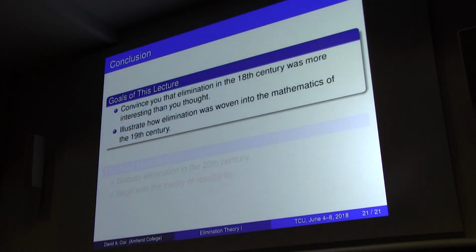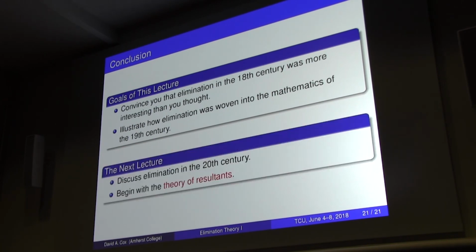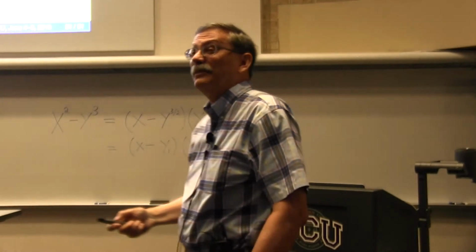So I first wanted to convince you that elimination theory in the 18th century was more interesting than you thought. There was a lot more going on than just Bezout's theorem. And then also, in the 19th century, there was this huge emphasis on the resultant, but there was a lot of other stuff going on where people were thinking about things in really interesting ways. And so for the next lecture, I'm going to move over to the 20th century where things get really fun. And I'll begin with the theory of resultants, but we'll see some quite different things along the way. So that's the end for the first lecture.